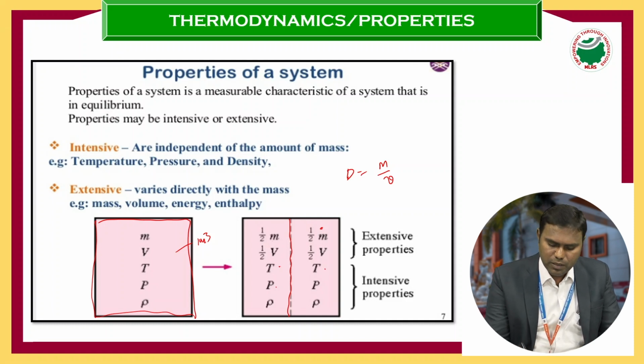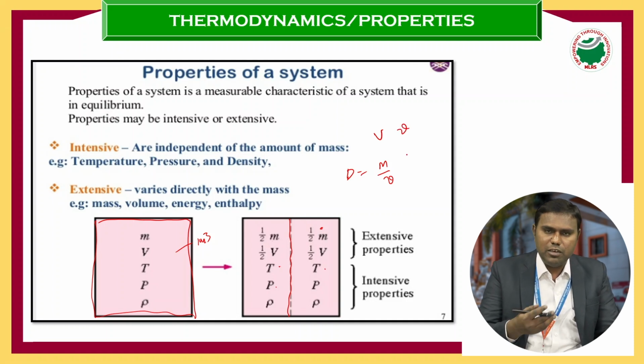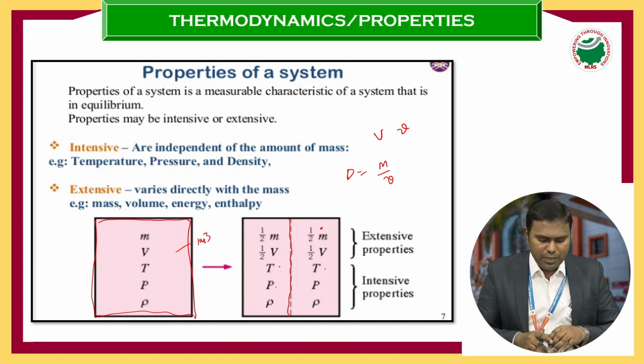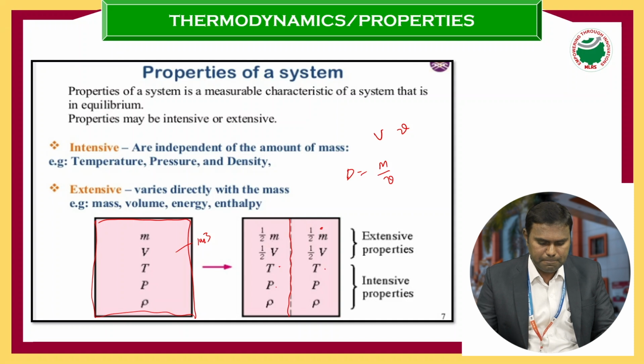For example, volume is an extensive property, specific volume is an intensive property. Similarly, enthalpy is an extensive property, specific enthalpy is an intensive property. So a property that depends on the mass of a system is called an extensive property. Properties that are independent of the mass of a system are called intensive properties.